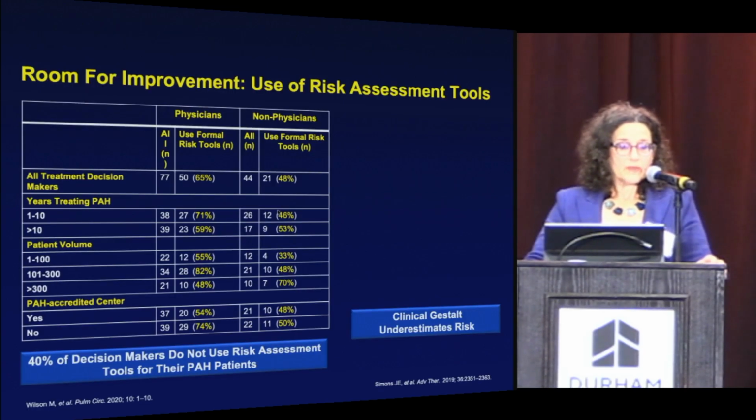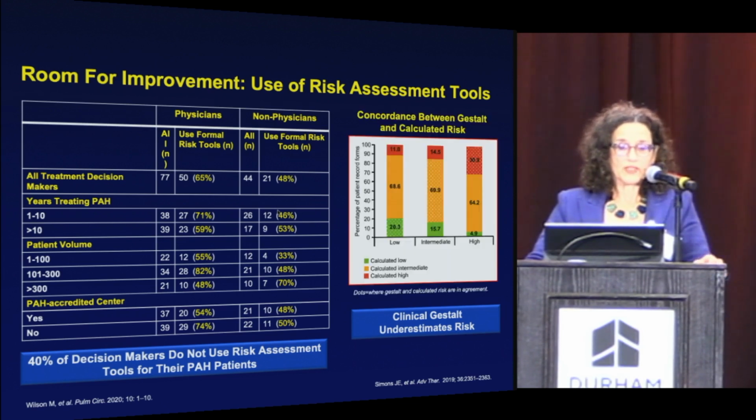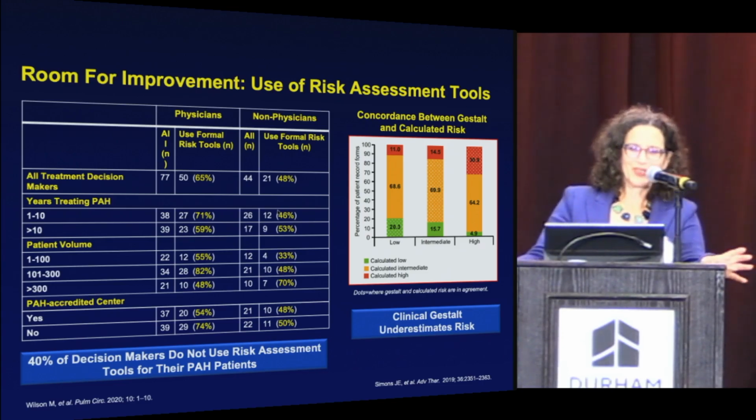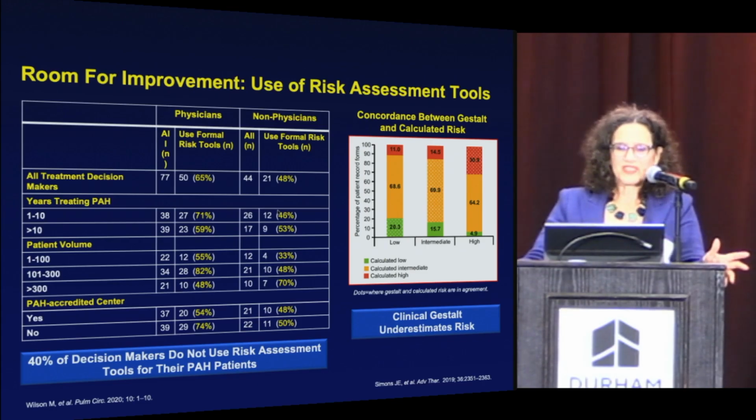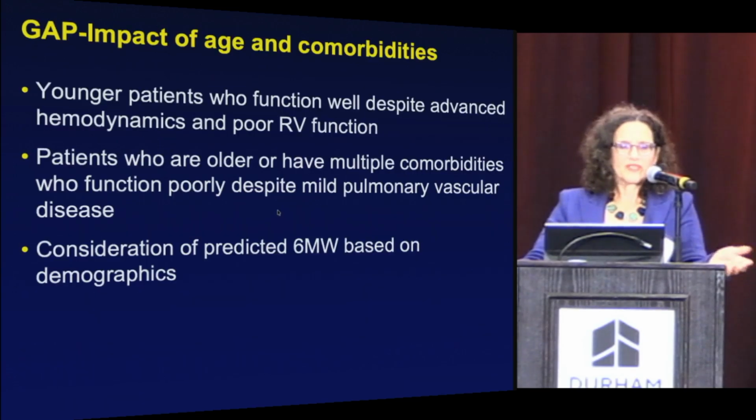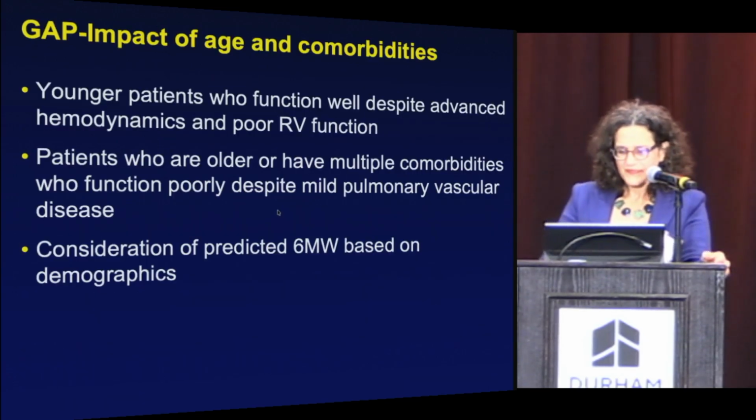The other problem is we don't really use risk assessment. These are data from a survey that really show that 40% of patients do not use risk assessment tools in clinic, as much as we preach it and as easy as it is to do, and that clinical gestalt is not very accurate. Their gestalt underestimates the risk. So that's also a limitation.